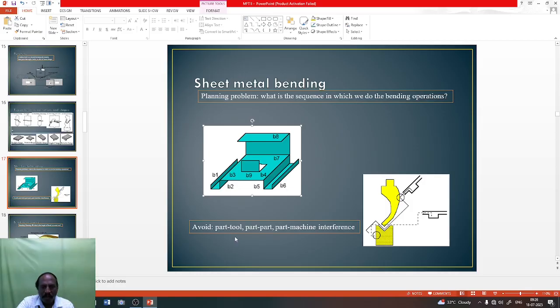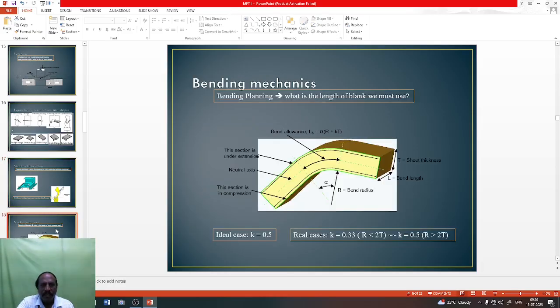So avoid part, tool, and machine interferences. So we are avoiding that. And bending machines, okay, bending mechanics, bending planning. What is the length of blank we must use? That is the bending allowance, and this is the under-extension action of the bending.